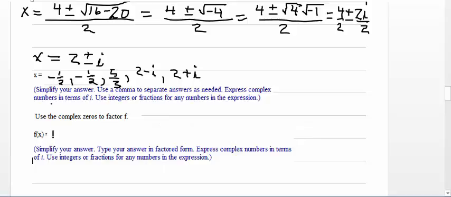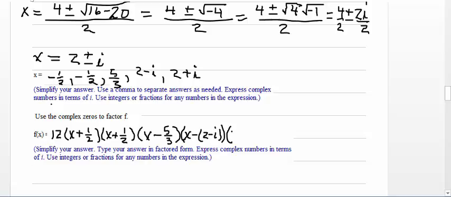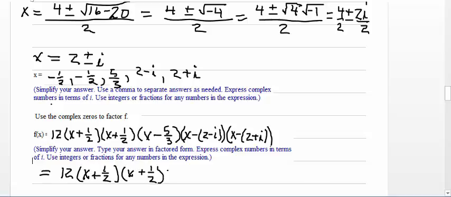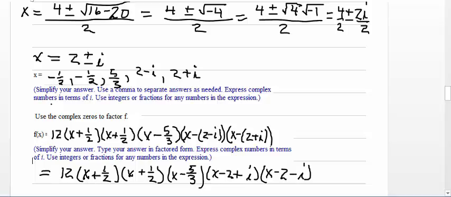f of x is 12 times x plus 1/2 times x plus 1/2 times x minus 5/3 times x minus the quantity 2 minus i times x minus the quantity 2 plus i. Let's distribute those minus signs so we don't have double parentheses. So I'll recopy the first 4 factors, and then these last 2 factors become x minus 2 plus i, x minus 2 minus i. And that is the factorization. That's how you would do that problem.